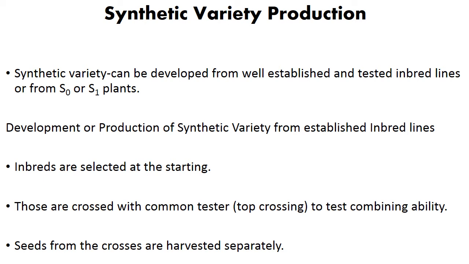Production method. Varieties can be developed from well-established and tested inbred lines from S0 or S1 plants. Development or production of synthetic variety from established inbred lines. The procedure is: inbreds are selected at the starting. Those are crossed with a common tester or top crossing to test combining ability. Seeds from the crosses are harvested separately.